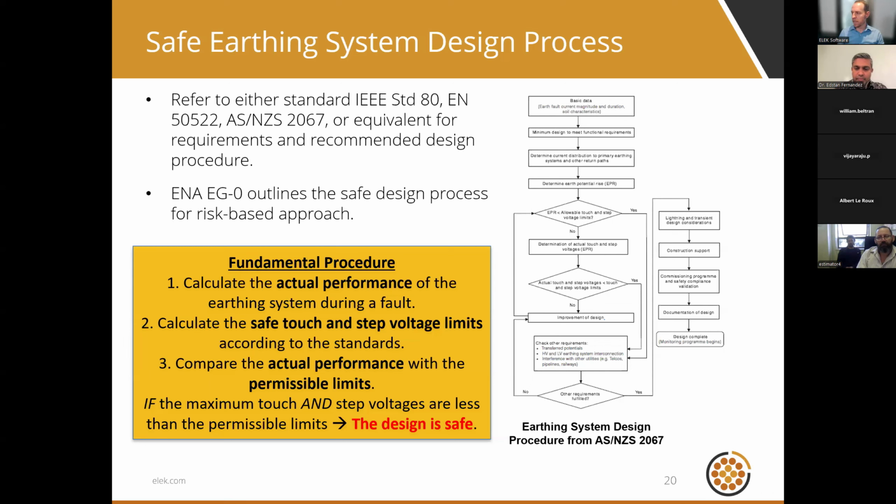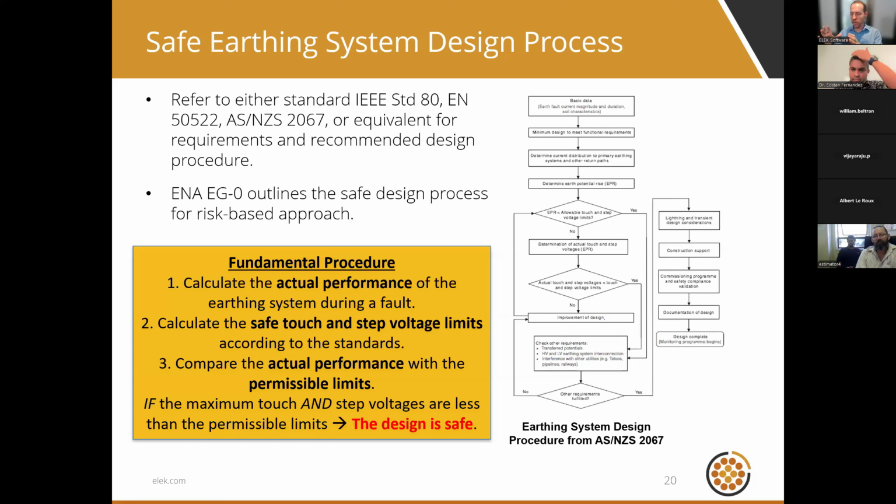But fundamentally, as I've mentioned, what we're doing here is we need to compare the actual performance of the earthing system, what happens during an earth fault, what actual touch and step voltages occur, what is the GPR during an earth fault, and we need to compare that actual performance with the calculated safe touch and step voltage limits. And we calculate those limits. You saw the equations earlier. Those are calculated according to the standards. So we're comparing the actual performance against the permissible limits.